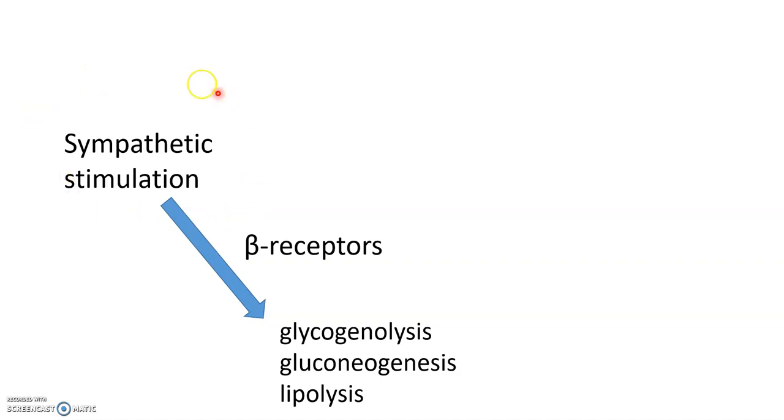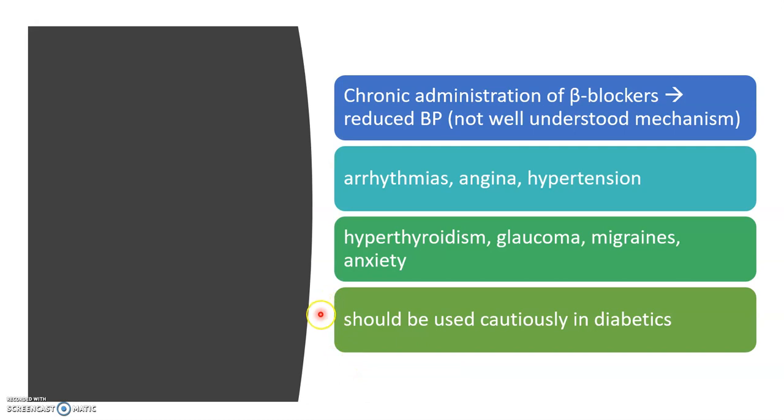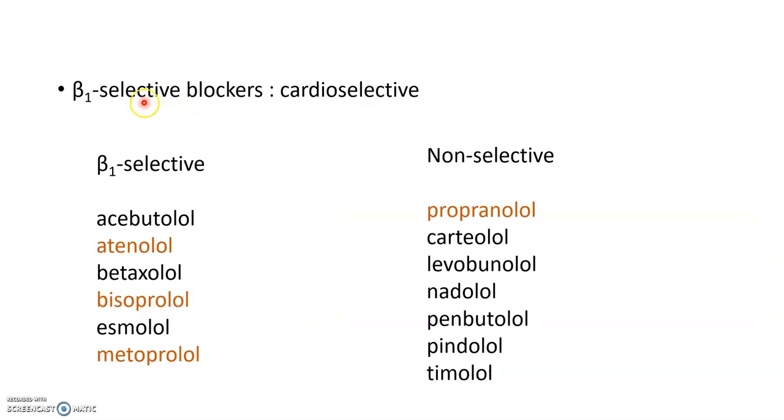Because sympathetic stimulation of beta receptors leads to glycogenolysis, gluconeogenesis, and lipolysis. So, beta 1 selective blockers. If they are selective for beta 1, that means they are cardioselective. They are more prone to act in the heart, so they have more action in the heart.